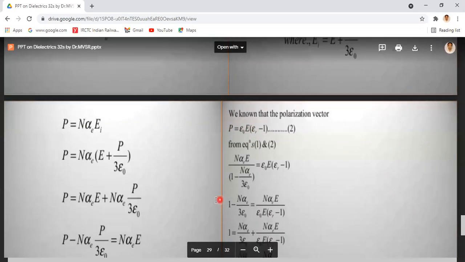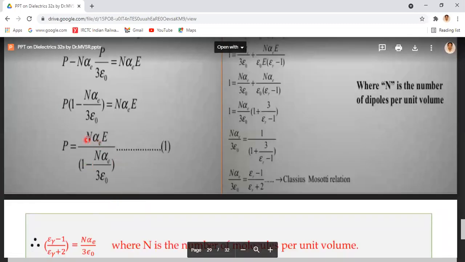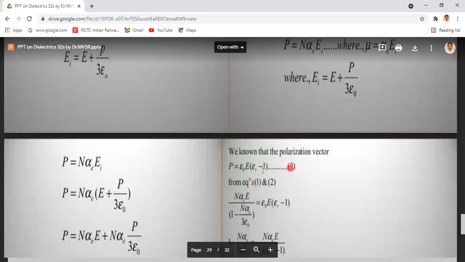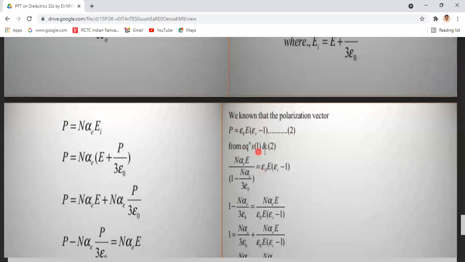From equation 1, we already know that P is equal to N alpha E, E bar by 1 minus N alpha E by 3 epsilon naught. This is equation number 1, and this is equation number 2. Both equations, from equation 1 and 2.